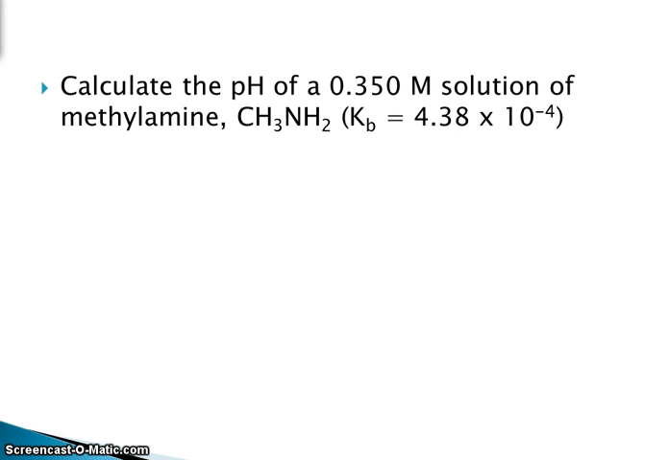Our first step is going to be to list the major species in the solution. So we have water, which can produce hydroxide ions. And we've got the Kw value of 1.00 times 10 to the minus 14. And then we've got the methylamine.